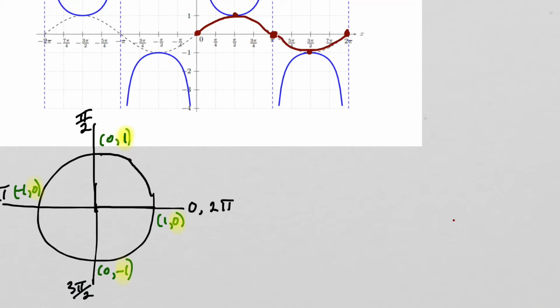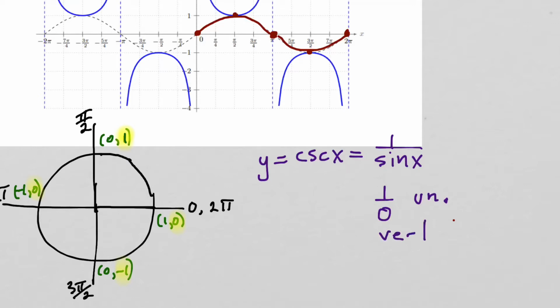And the reason I'm going to do that, where my sine is 0, is because if y, the graph we want, the cosecant of x, is the same thing as graphing 1 over the sine of x, what that means is wherever the sine goes to 0, we're going to end up with 1 over 0. And that's undefined. So wherever we're undefined, we're going to have a vertical asymptote.